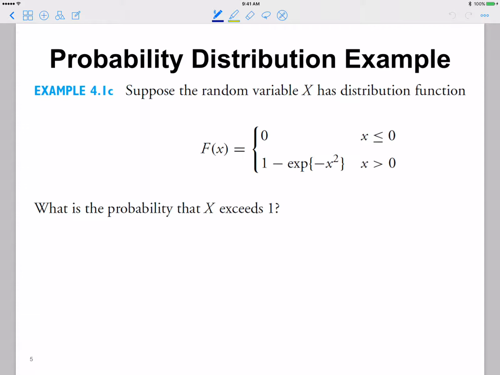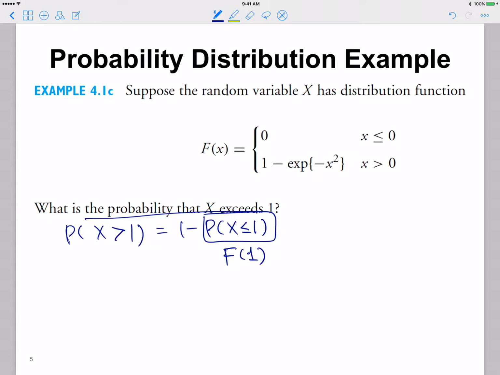Now let's look at this example. What is the probability of x exceeding 1? So it can be written as this inequality. Then it can be written as 1 minus the probability of x being less than or equal to 1. Okay, and then this is our cumulative distribution function. And so we can compute this. We can just simply plug this value 1 into this given distribution function, and then we can compute this probability.